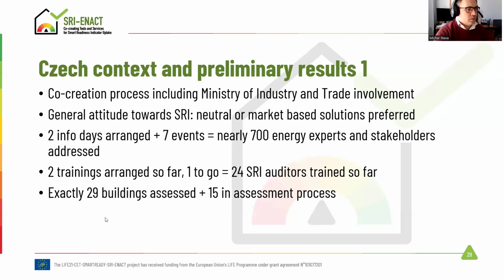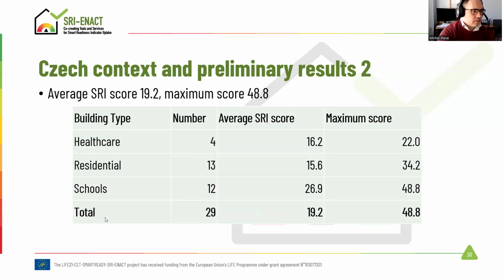We had 2 trainings arranged for experts and one to go. It's actually tomorrow. We have 24 SRI auditors trained, and we collectively assessed 29 buildings, and more than 15 are in progress right now. You can see the table of the average scores and the types of the buildings we have assessed. Usually it's residential buildings and schools right now.